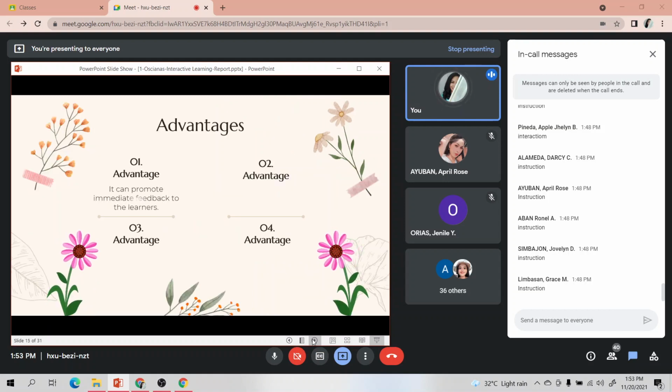So what are the advantages of using interactive learning inside our classroom or virtual classroom? First, it can promote immediate feedback to the learner. So feedbacking becomes easier. Compared with the modular, where our modules are released monthly, so our feedback is also monthly, which takes a long time.